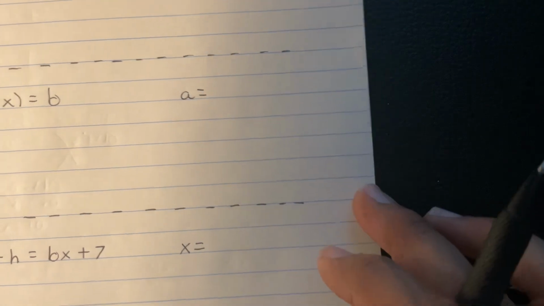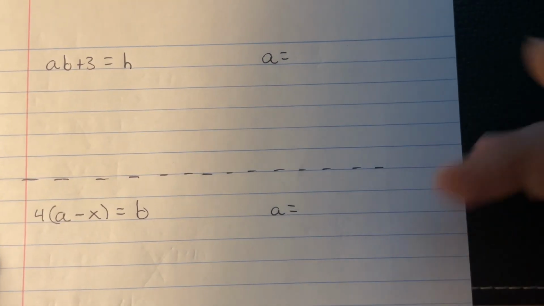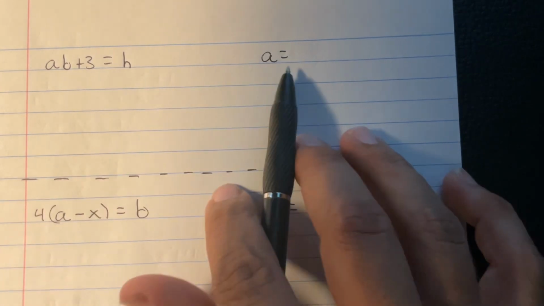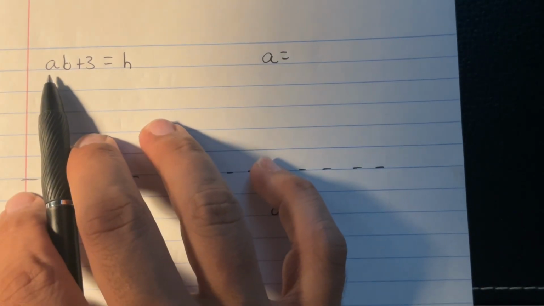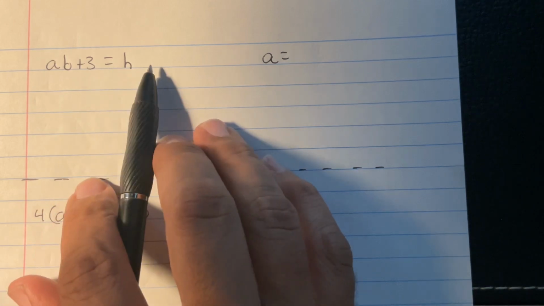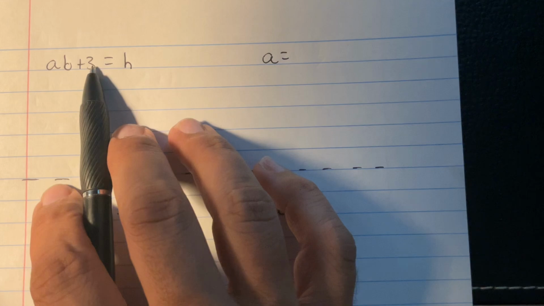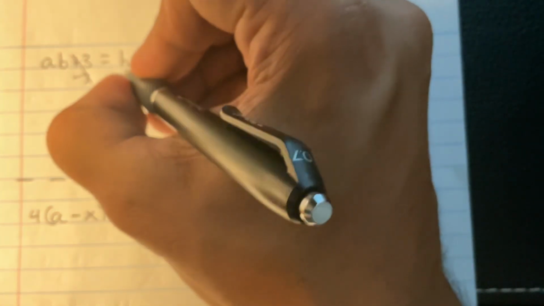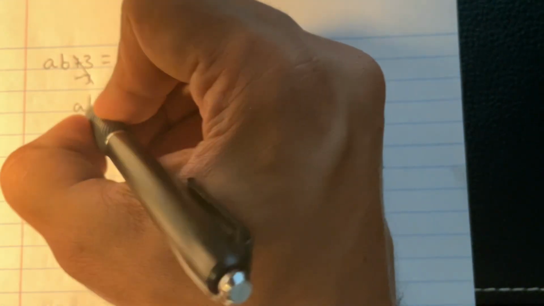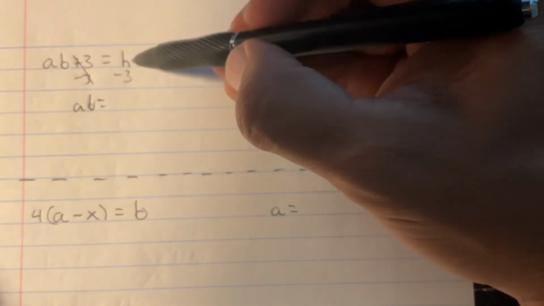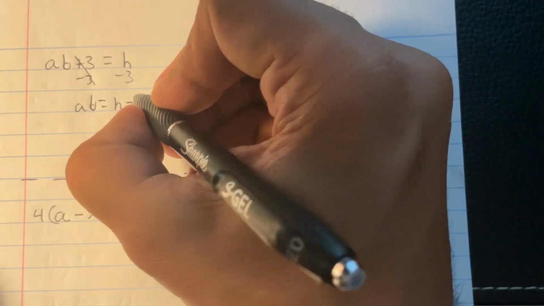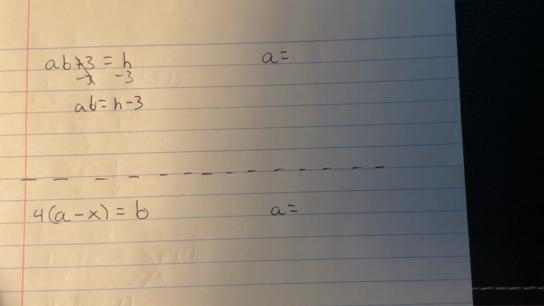All right, now let's talk about literal equations. Here we go. So in this situation, we're going to be solving for a, leaving a by itself. So we figure out what everything else is doing, pretending that they're numbers. So a and b are multiplying, and then I'm adding 3. So I'm going to subtract 3 from both sides. Now ab comes down. I can't actually subtract these, so I'm just going to put, I know h is being subtracted by 3, so I put them like that.